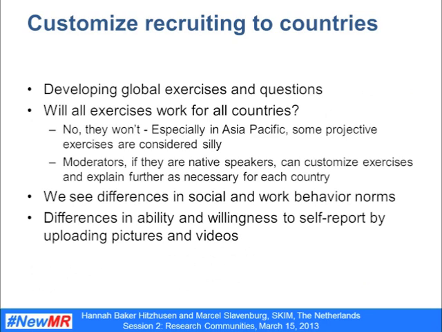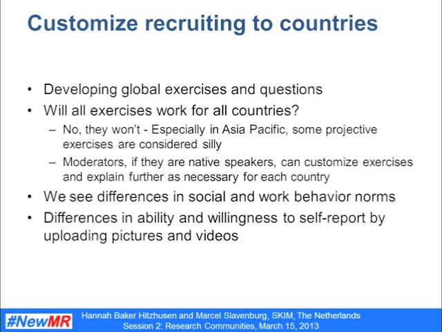We developed global exercises and global questions, but unfortunately, they didn't always work. Especially in Asia Pacific, some projective techniques were considered silly and didn't really work out well. So based on the feedback we had from the moderators, we changed some of the exercises and adapted them to the local situation.